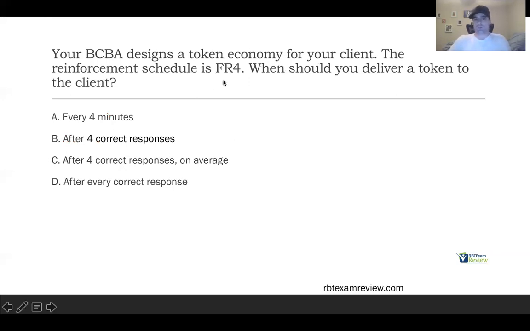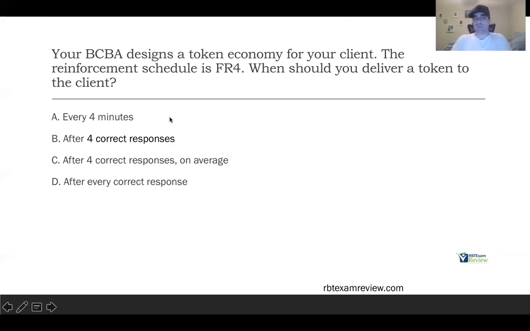The reinforcement schedule is FR4. When should you deliver a token to the client? So, if we know our definitions, if we know our terms, if we're looking at the study guide, what is FR? Fixed ratio 4. What does that mean? So we know F is fixed, so it's constant, it's not changing, it's not an average. Ratio, we're looking at responses and not time. And then 4. So every 4 responses.